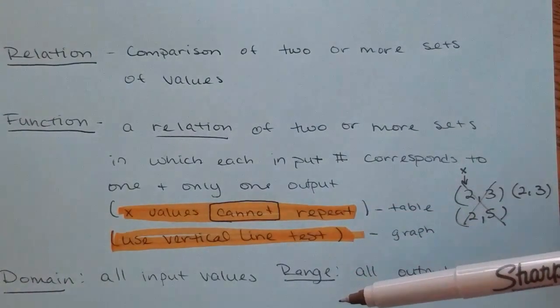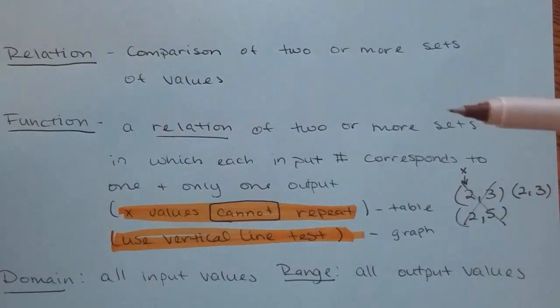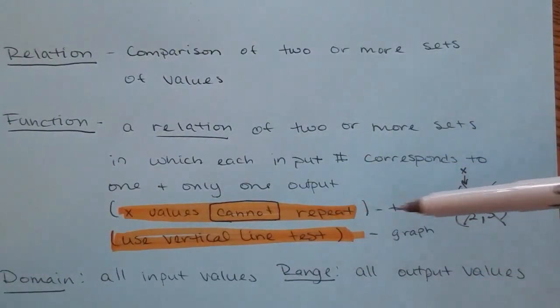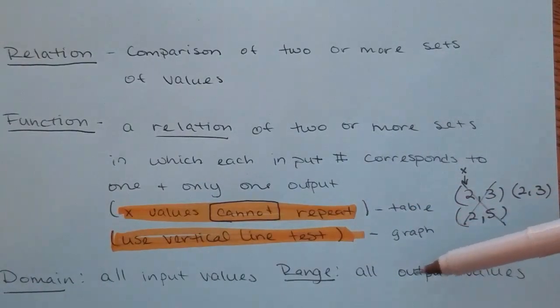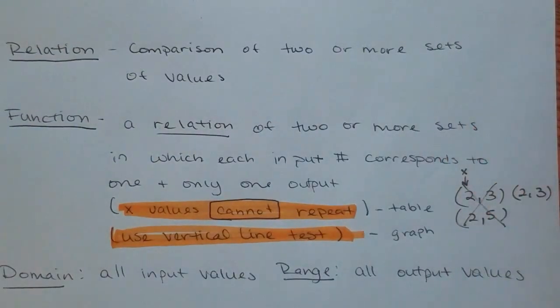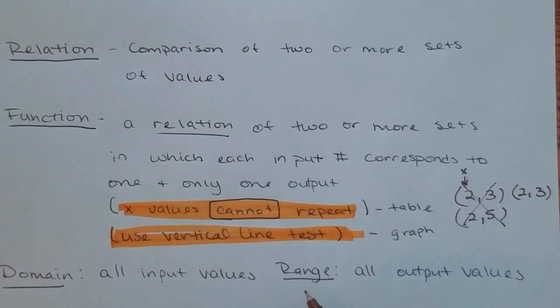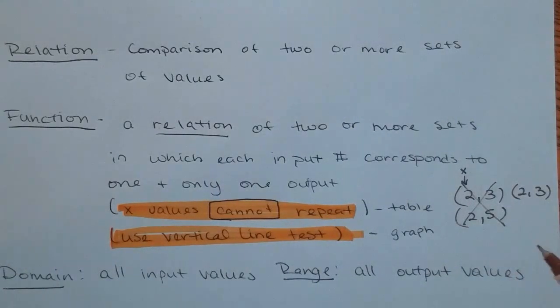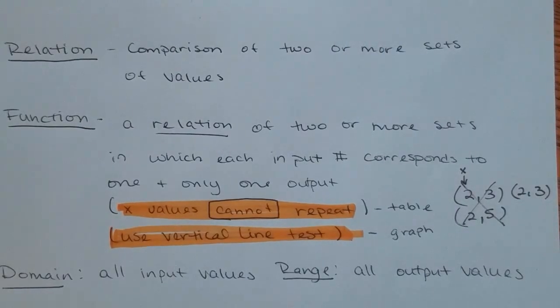Now, there's two different ways you can tell if something's a function. If you have ordered pairs, or if you have a table, you're looking for repeating x values. If you have a graph, that's where you want to use your vertical line test, and I'll go over all of this in the video. Okay, just a reminder, your domain are all of your input values, or your x. Your range are all of your output values, usually your y. So make sure you know these. You might want them in your notes. They will come up again.